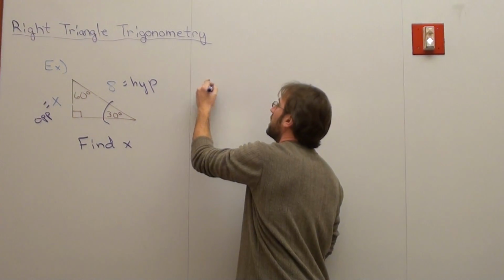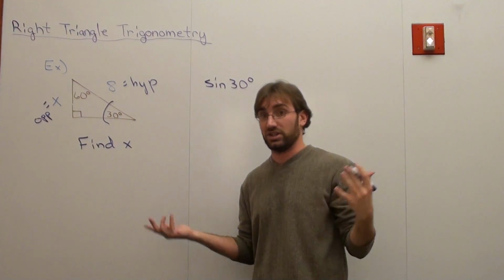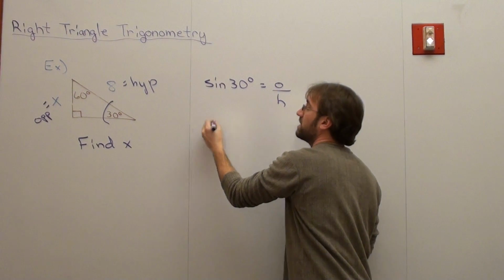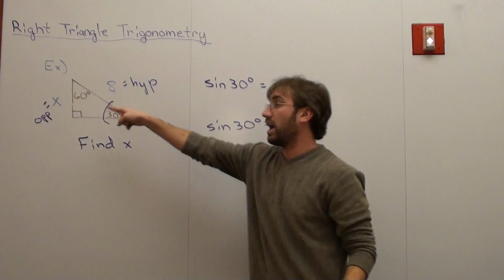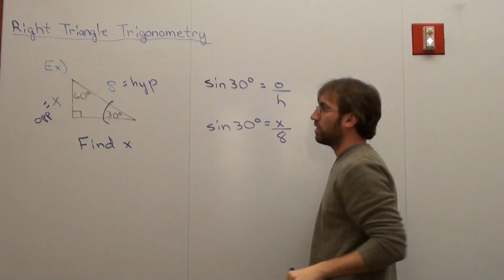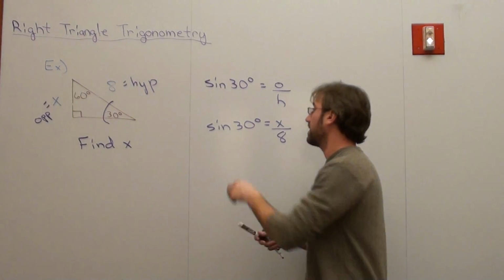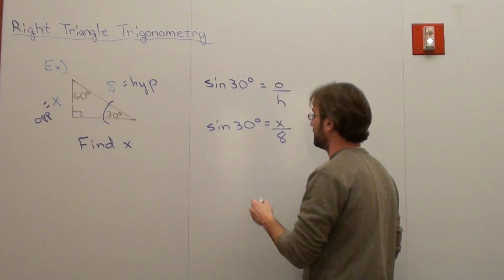Basically, the sine of 30 degrees, and this is why you have to know your sine, cosine, and tangent functions so well, is equal to the opposite over the hypotenuse. Well, that means that the sine of 30 degrees is equal to x over 8. So a couple ways you can do this. You can plug this into your calculator really quickly. Sine of 30 degrees, it's really nice actually. It turns out to be 1/2.